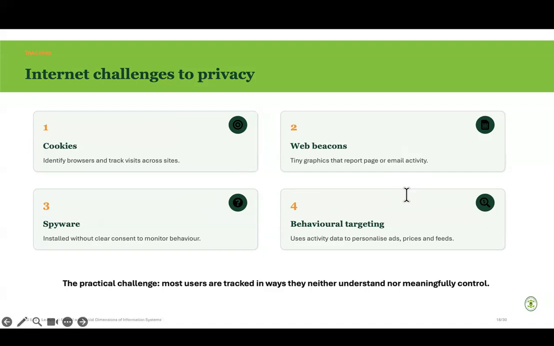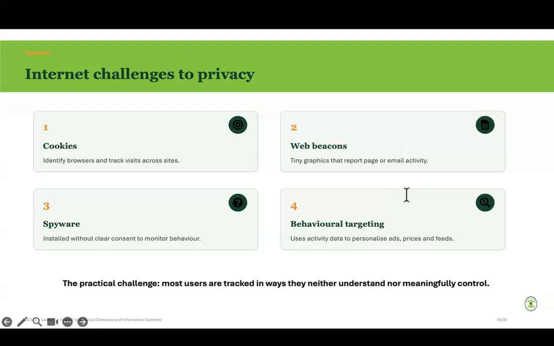There's also the issue of web beacons. Web beacons are tiny graphics that are embedded in our emails. And web beacons can report whether a web page or an email has been opened. So someone sends an email and there's a little graphic attachment. This is what we're talking about.